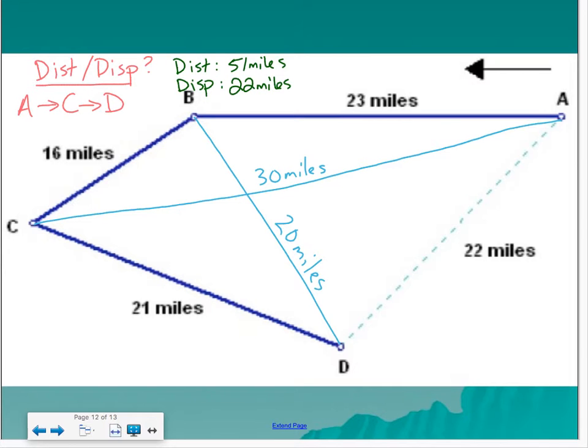What has to be added for displacement? A direction. It's a vector quantity. So what direction are we going to make it? From A to D, southwest. There you go. Good.